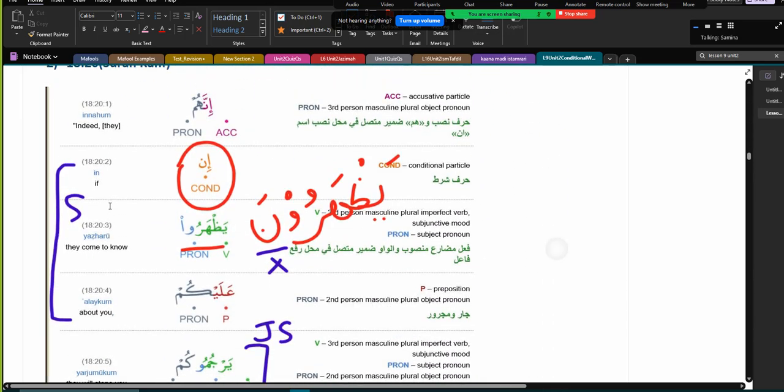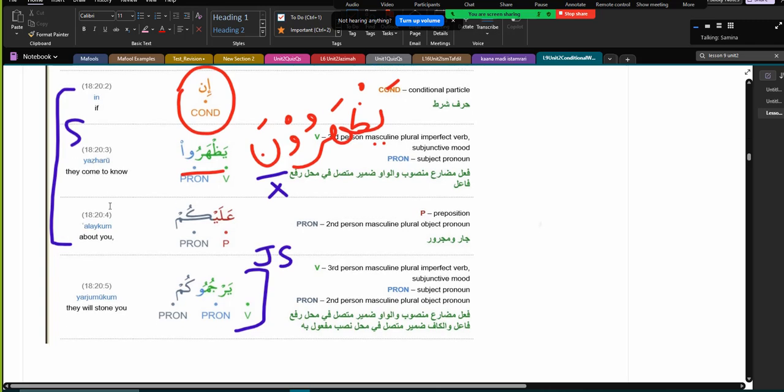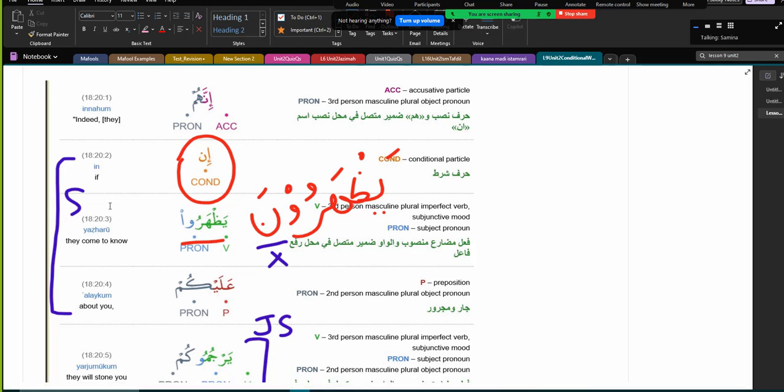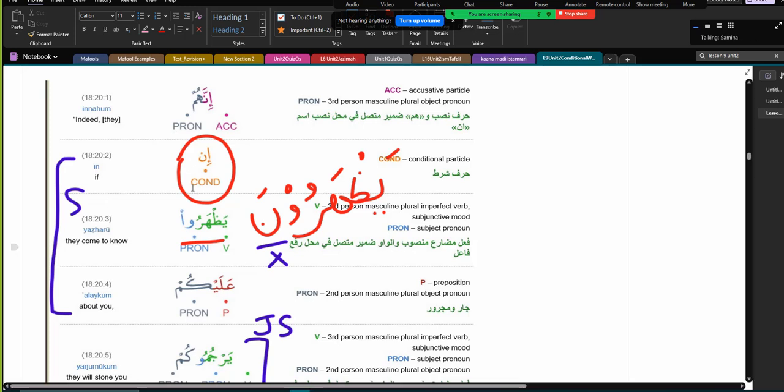And we have in yazharu alaykum yarjumukum. So what is the conditional article in this ayah, Surah Kahf? In. In is the conditional article. And what is it doing to the mudari after it? Yazharuna becomes yazharu. Very good. Why? Because this is a jazim conditional article, which makes the mudari madzum.